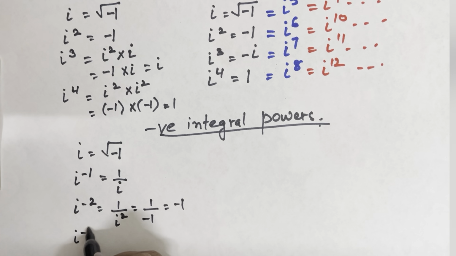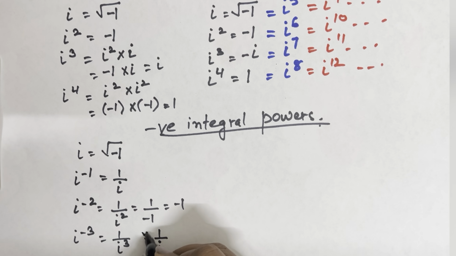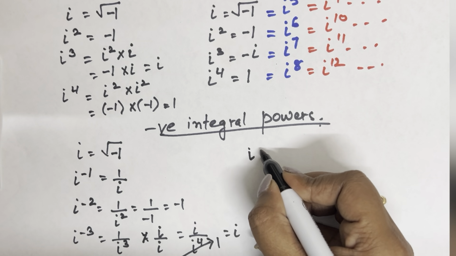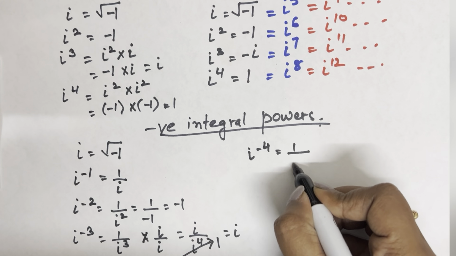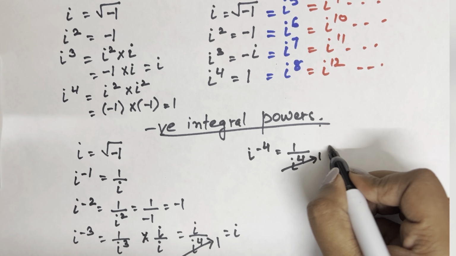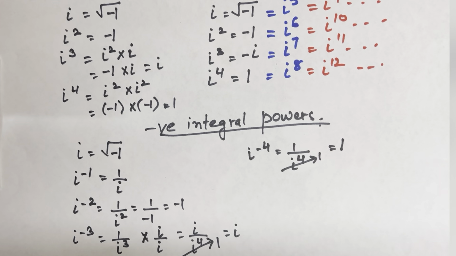For iota to the power -3 we can write it as 1 upon iota cube. If you multiply the numerator and denominator by iota, what you will get is iota divided by iota to the power 4, and iota to the power 4 equals 1. So we will get iota. Now iota to the power -4 can be written as 1 upon iota to the power 4, and iota to the power 4 equals 1. So this will also be equal to 1, right? So this is about the negative integral powers of iota.